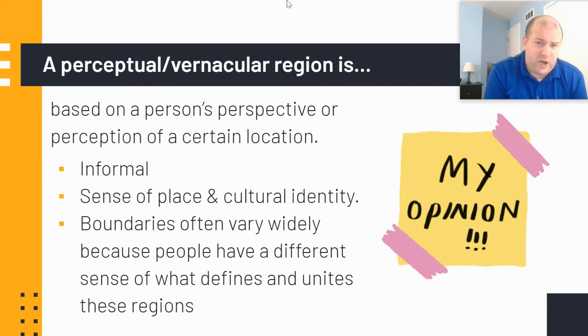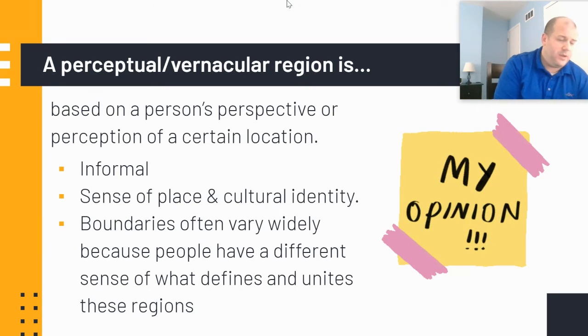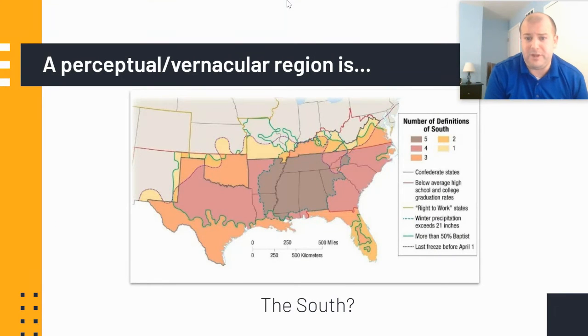Now, perceptual regions are important because they can give us information on a person's sense of place and their cultural identity, okay, that emotional attachment that they have with places. But please realize, since we're basing the region off of a person's perception, the boundaries can vary widely from person to person and from cultural group to cultural group, because different groups and different people have different senses of place and different cultural identities.